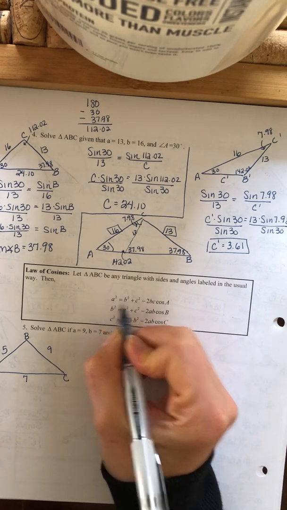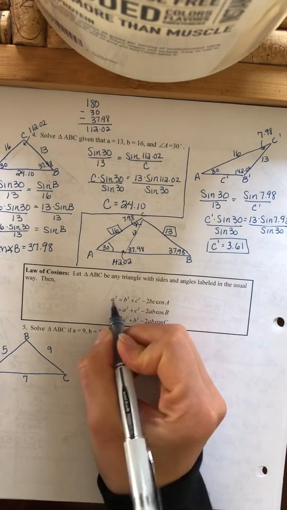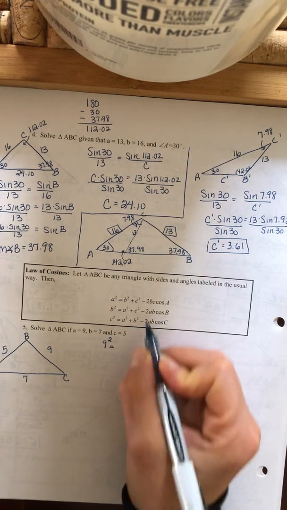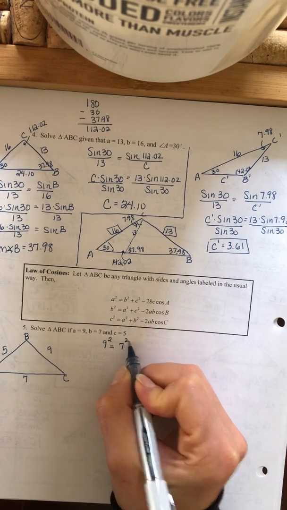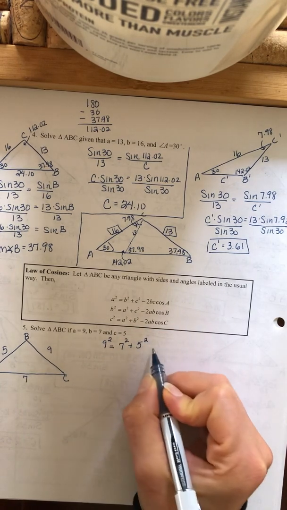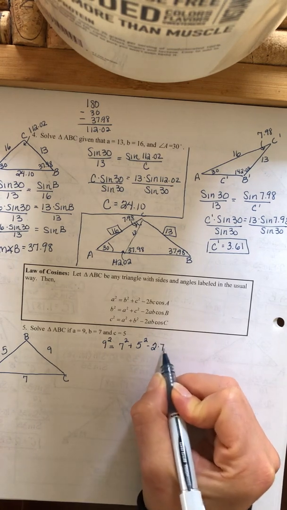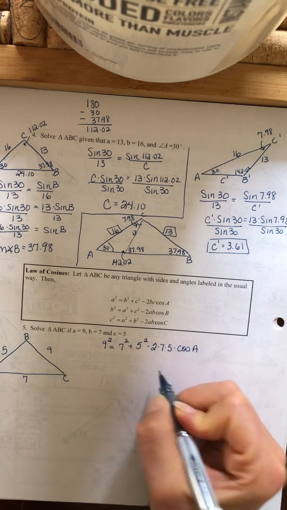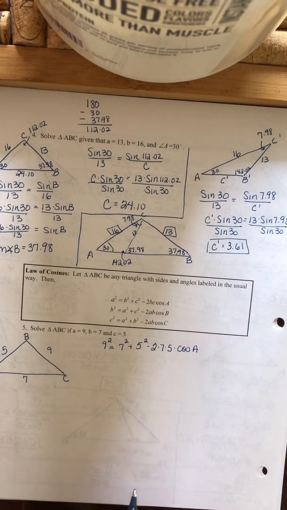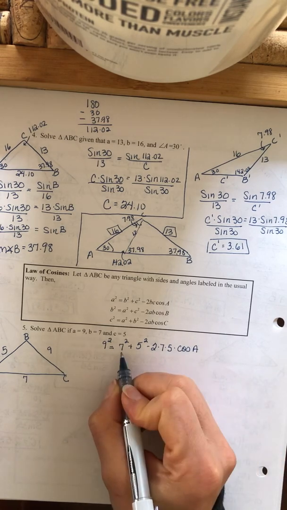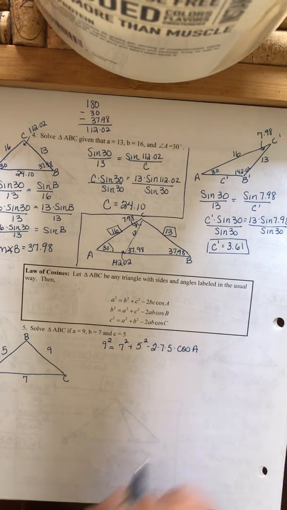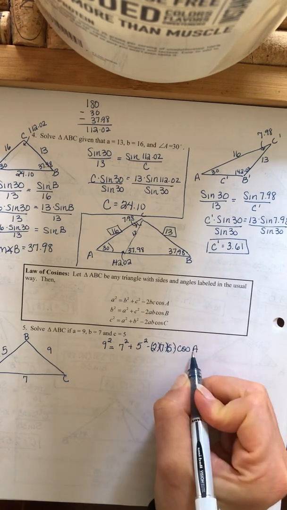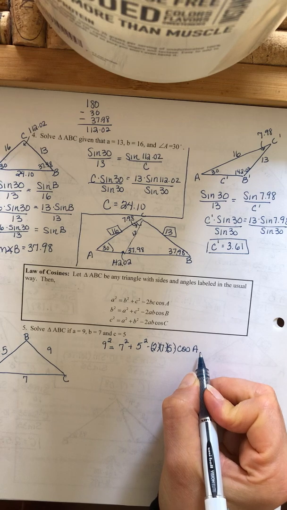Okay, so if I use this one, that's saying a squared, so that's 9 squared is equal to b squared, which is 7, plus c squared, which is our 5, minus 2 times 7 times 5 times cosine of A. Okay, here's where order of operations is super important. I cannot combine these with these and just leave cosine out in the dark. These are all being multiplied, right? So the 2, the 7, the 5 is attached to cosine of A. You've got to be careful with that.